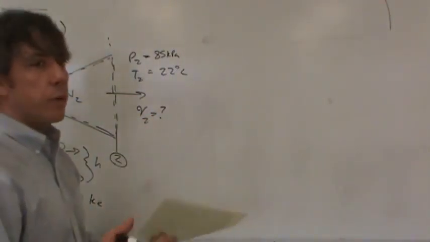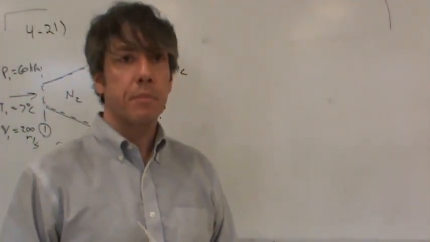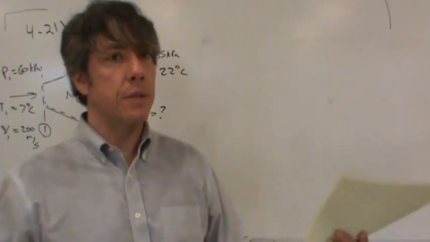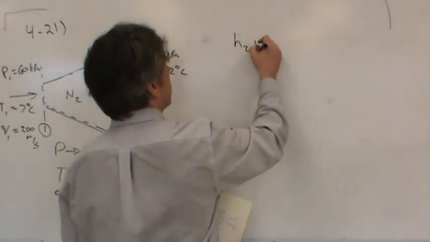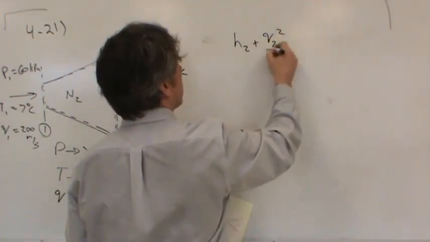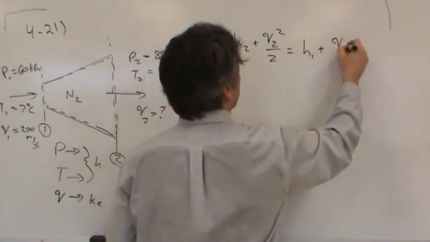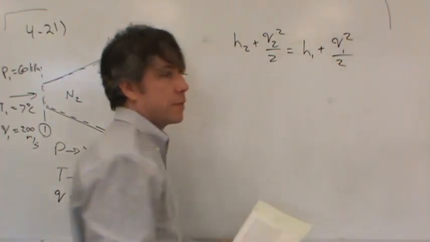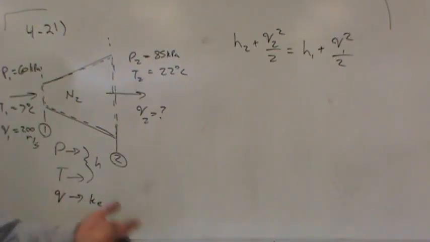So what would the energy balance look like that I should write down here? Well, we had it in the slides, right? How did it go? H2 plus velocity 2 squared over 2 equals all that with ones. Good job. Same thing, right? It just says that nozzles and diffusers mix up enthalpy and kinetic energy. That's all they really do. Change from one form to the other.